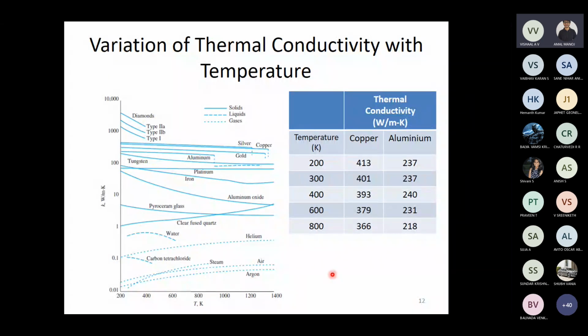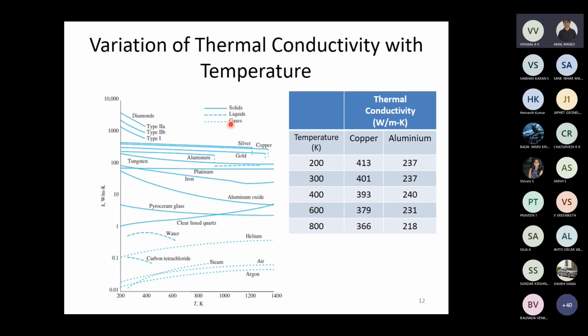Here there is a graph showing the variation of thermal conductivity with respect to temperature. On the x-axis we have temperature, and on the y-axis we have thermal conductivity. In general, thermal conductivity is decreasing with respect to temperature. As the temperature increases, thermal conductivity decreases. We see here three different lines. The solid line implies solids, the dashed line implies liquids, and the dotted line implies gases. You can see that in general, the solid lines are on the top.